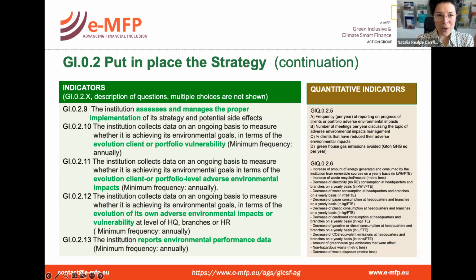And now let's go into detail with a case of Fortune Credit in Kenya. We have here more indicators: the institution assessing and managing the proper implementation, having data to collect the evolution of client or portfolio vulnerability, the evolution of client or portfolio level adverse environmental impacts, the evolution of its own adverse environmental impacts or vulnerability. The institution reports environmental performance data.